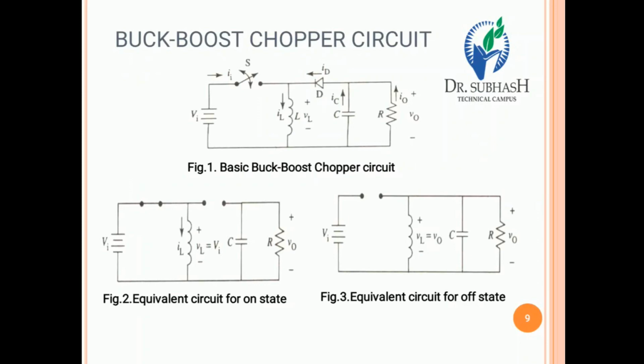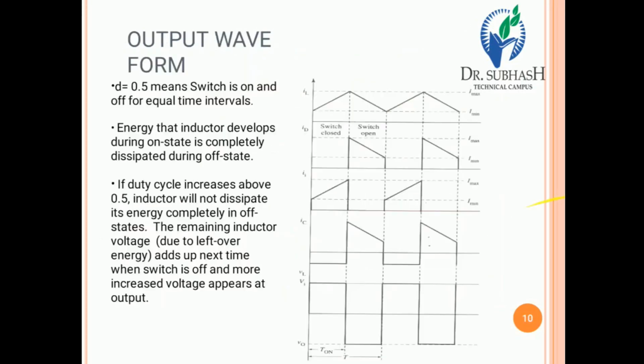In case of figure 3, if the switch goes into the open condition, the input is not directly connected with the inductance, right? So the diode is in the forward bias condition. In case of forward bias, it works as a closed switch, so that is the equivalent circuit of the off state, right? So figure 2 is the on state and figure 3 is the off state of the buck and boost DC chopper circuit. That is the output waveform of a combination of buck and boost.